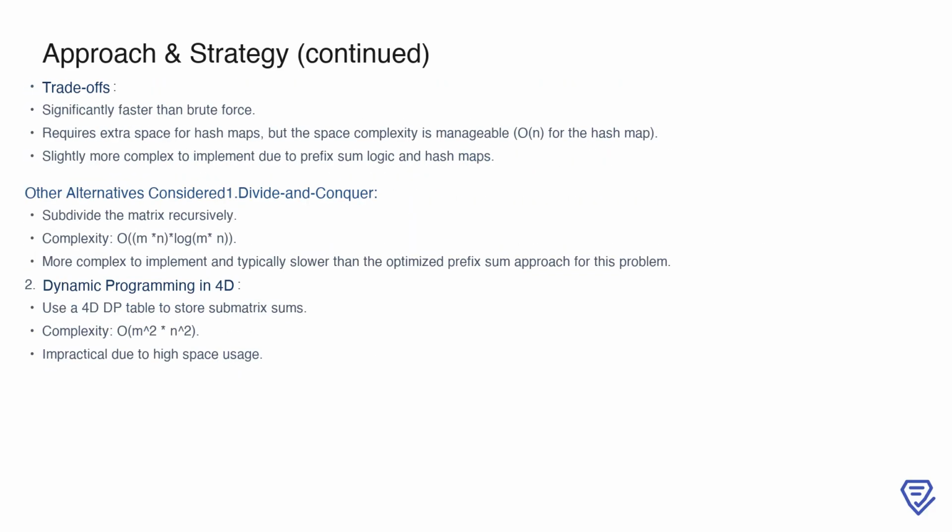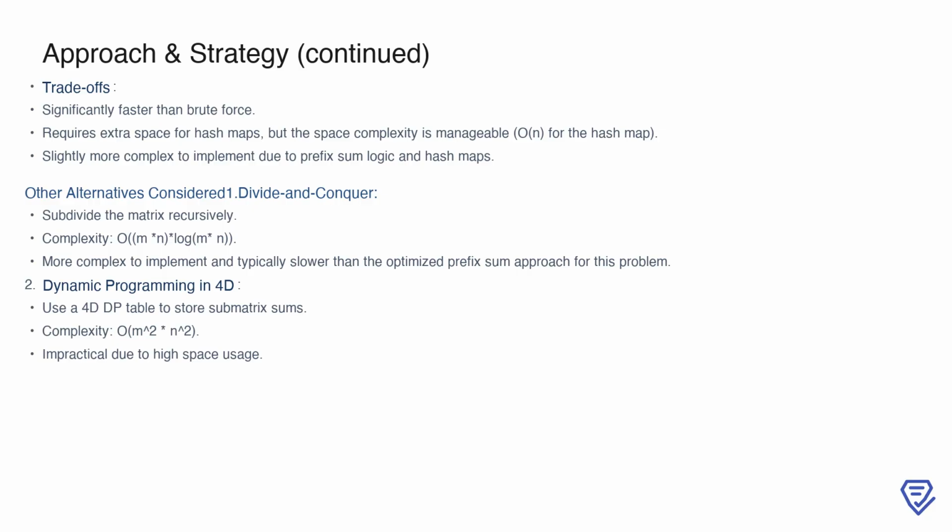This optimized approach comes with several trade-offs. On the positive side, it is significantly faster than the brute force method, making it well suited for larger matrices. It does require additional space to store the hash map, but the space complexity is manageable at O(n), which is proportional to the number of columns. However, the implementation is slightly more complex due to the use of prefix sums and hash maps.